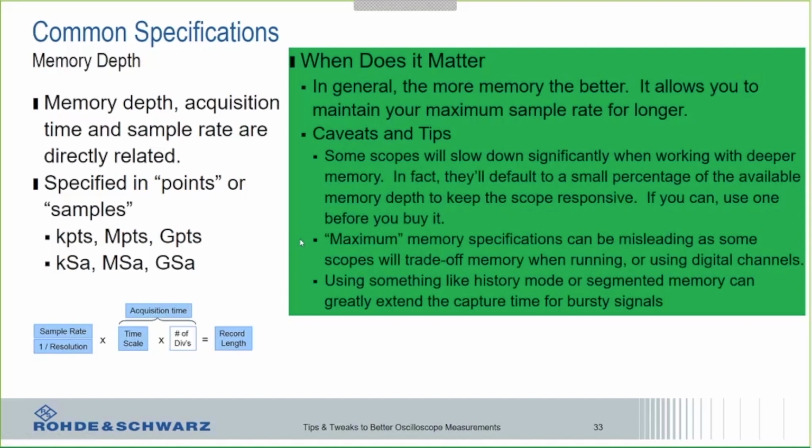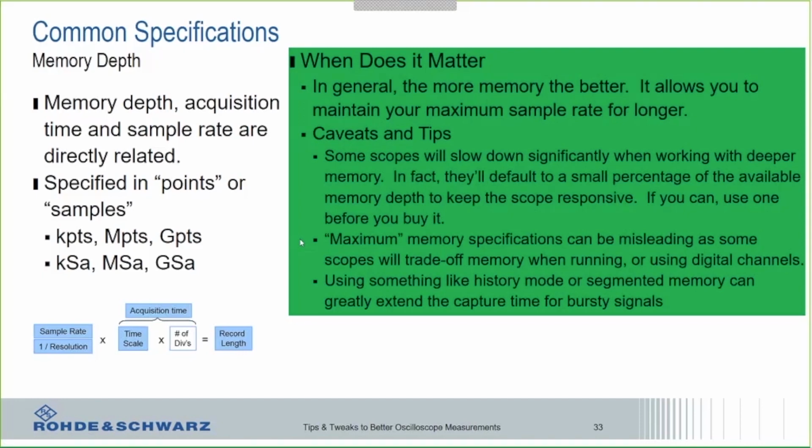Some scopes will slow down if they're working with deeper memory. In fact, some scopes will default to a small percentage of the available memory to keep the scope responsive, and you have to go in and turn on additional memory. I always encourage you to try out an oscilloscope before you buy it to see if it is responsive enough for what you expect, particularly if you're going to be buying one that you need for a fast update rate, which we'll talk about here in a second, and also with deep memory.